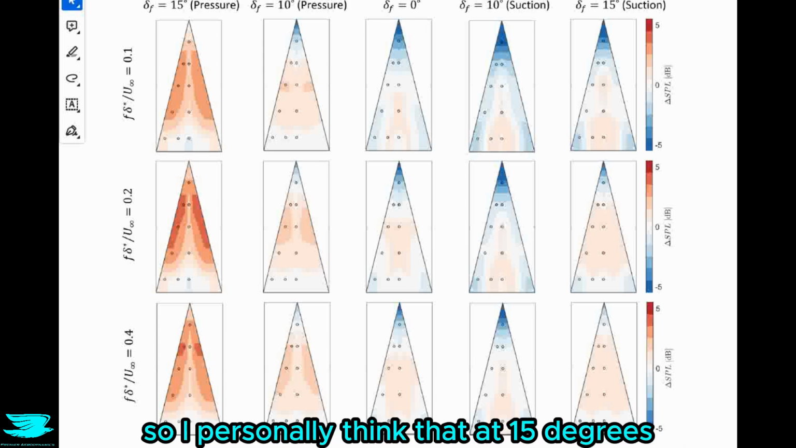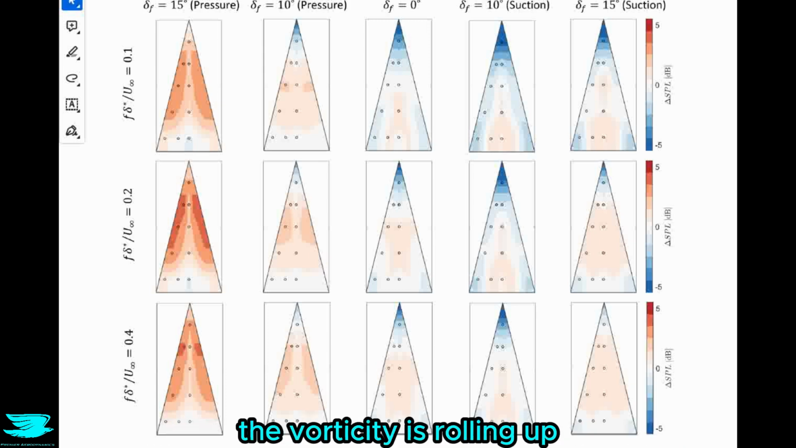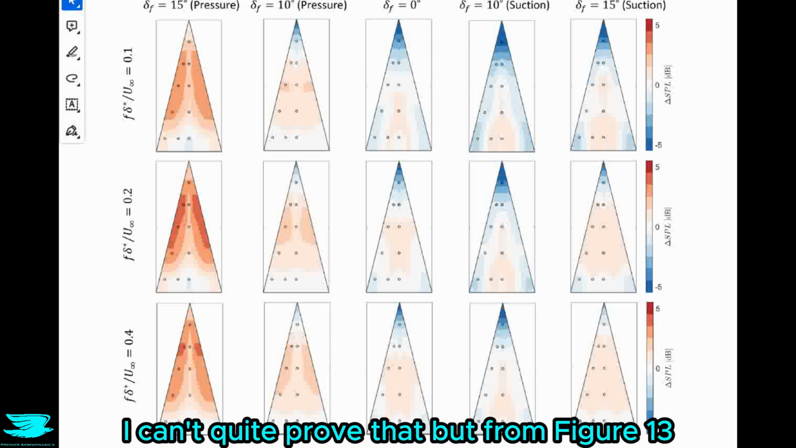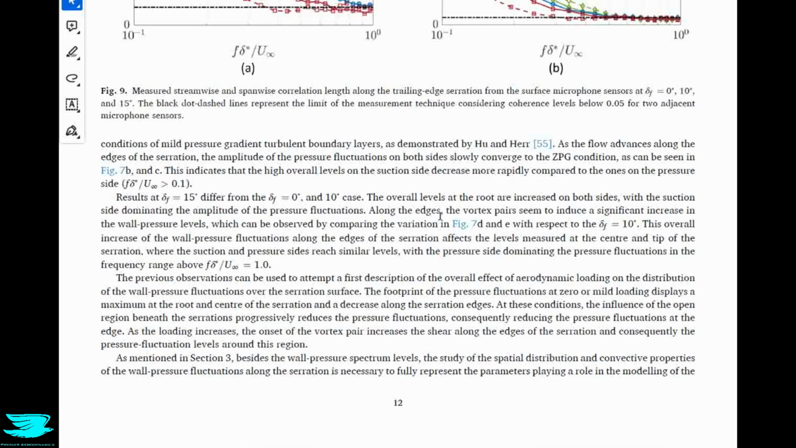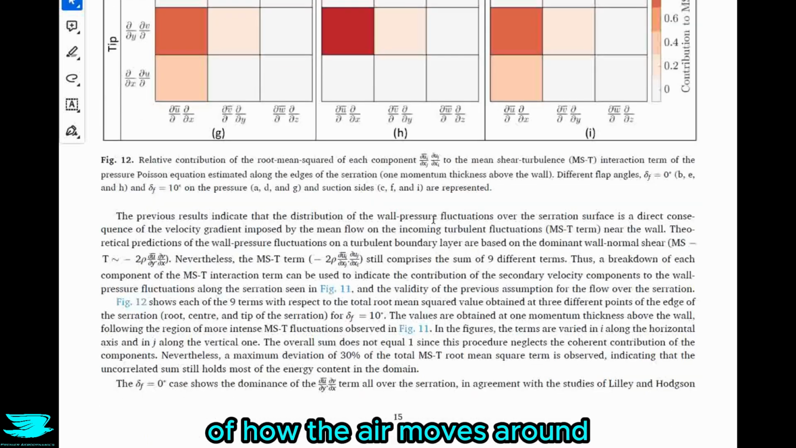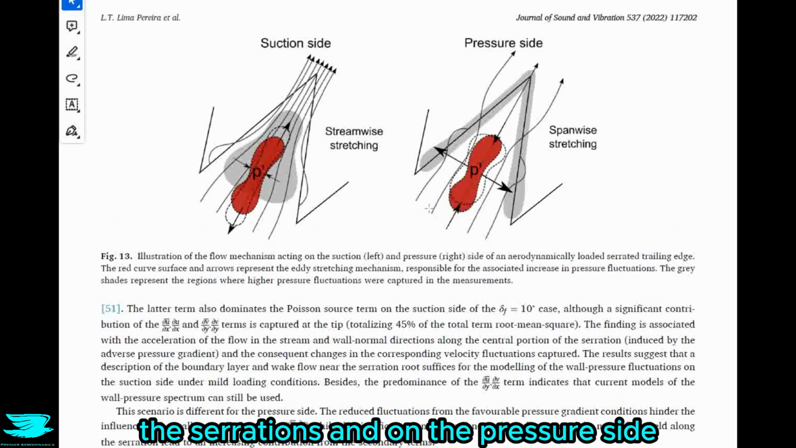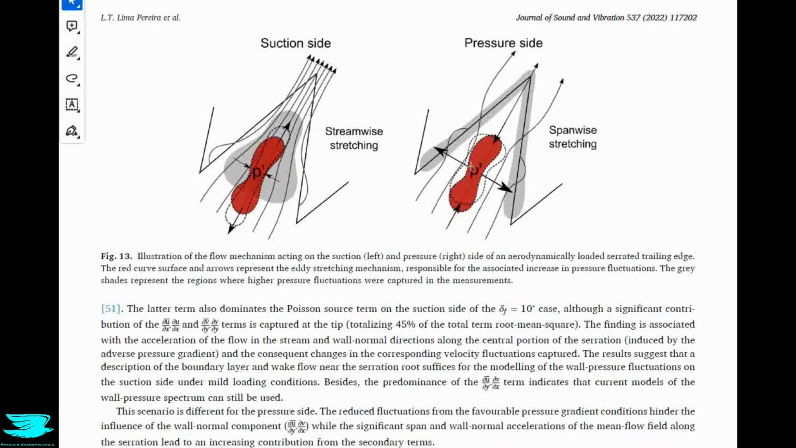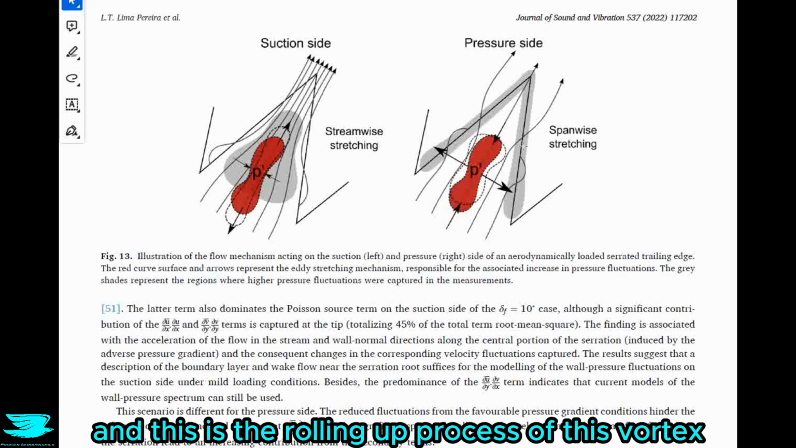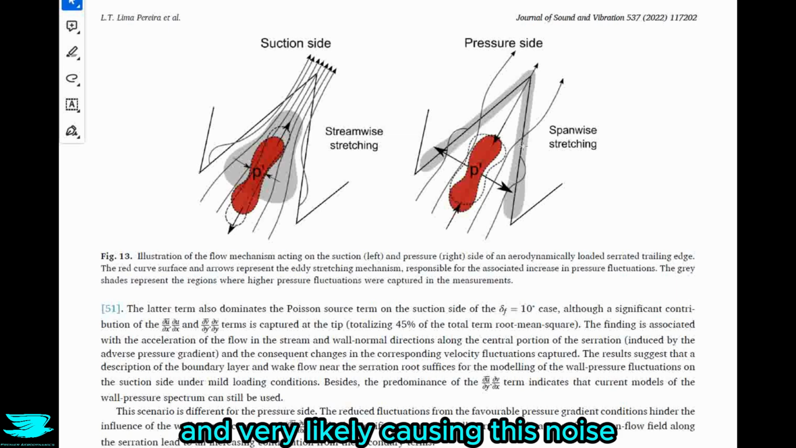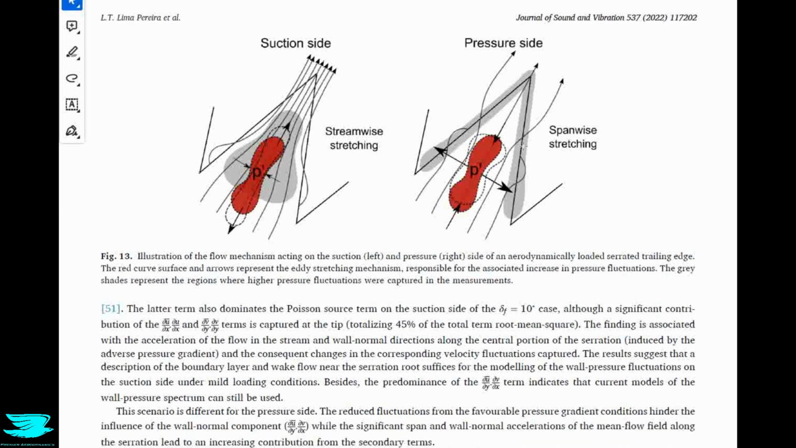So I personally think that at 15 degrees, the vortices are rolling up and hitting the trailing edge. That is what is producing the noise. From the data given, I can't quite prove that, but from figure 13, if we scroll down to here, we see some illustrations of how the air moves around the serrations. And on the pressure side, we see that the air flows around the serrations onto the suction side, and this is the rolling up process of this vortex, very likely causing this noise because it's hitting the edges, and that's where this noise is coming from.